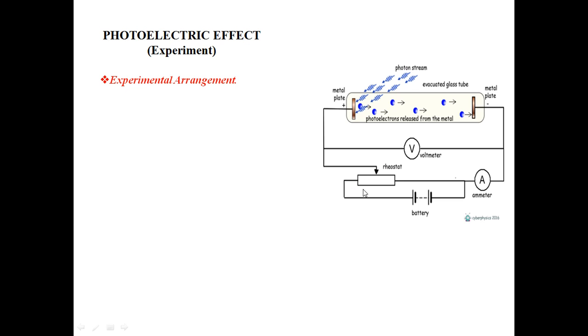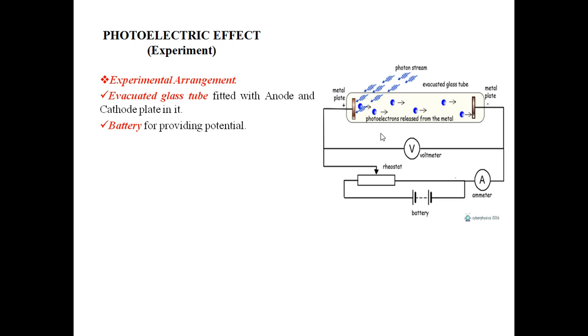Now here is the rheostat. We know that it is an electrical device that is used to control the electric current through the circuit by varying the resistance. Now we will discuss these components one by one. First of all, here is the evacuated glass tube fitted with anode and cathode plates in it.